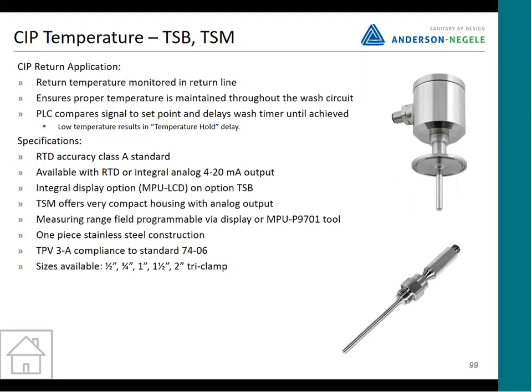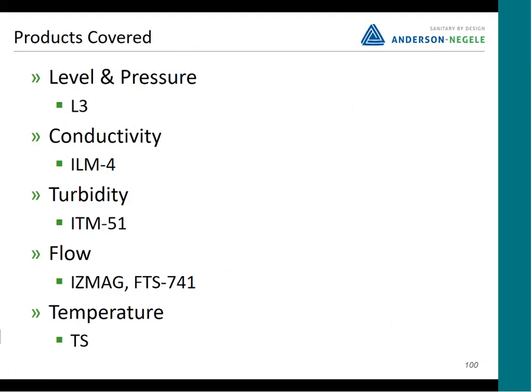And basically that means I start a timer that counts down for the certain amount of time that's been determined to be the appropriate wash time for that circuit. If the water's not warm enough on the return, we just keep circulating hot water from the supply side until it reaches that temperature. And while we're doing that, we are in temperature hold, and the timer is not running. So again, TSM, TSB would be the sensor we would use on that CIP return.